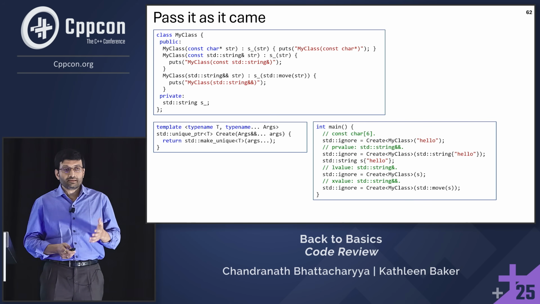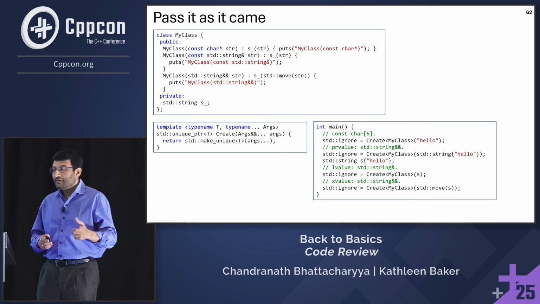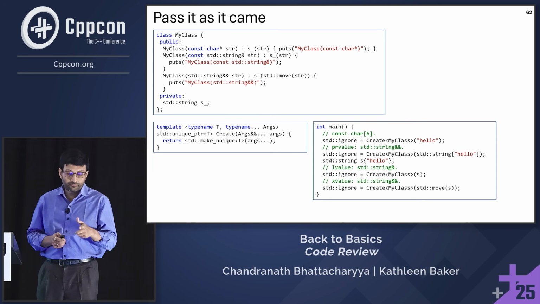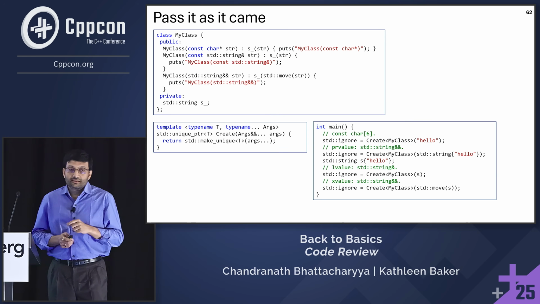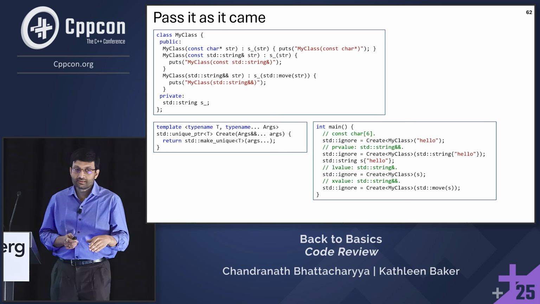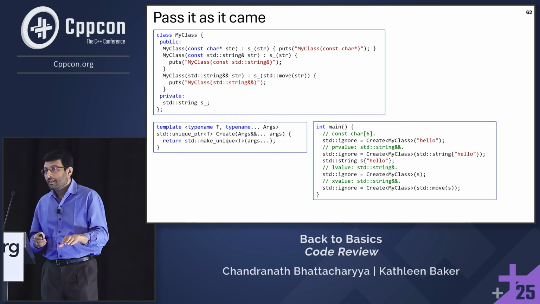So here is us creating MyClass in 4 different ways. The first one takes a const char star. The second one takes an R value reference. This is a PR value. The third one takes a string reference, an L value. And the fourth one, again, takes an R value reference. This is an X value because of std::move happening.